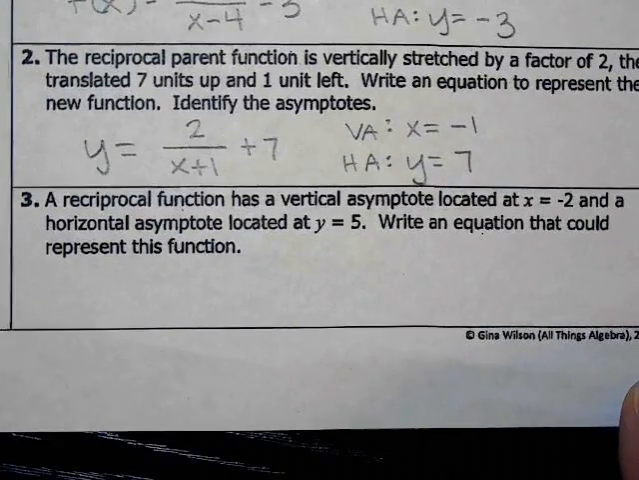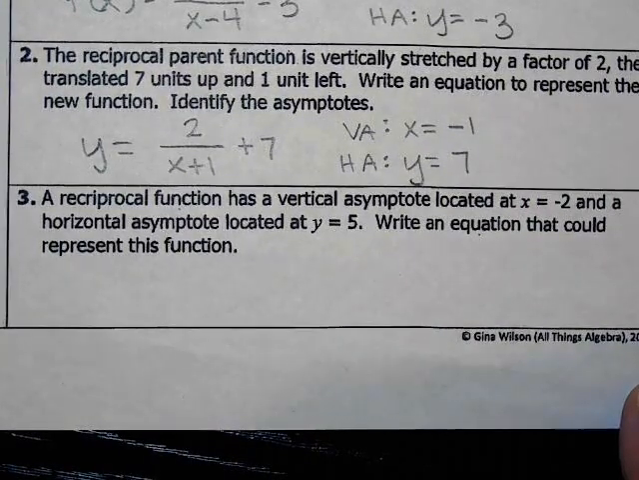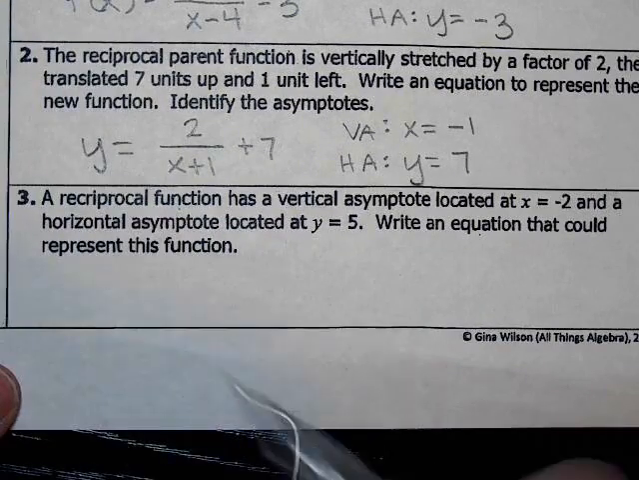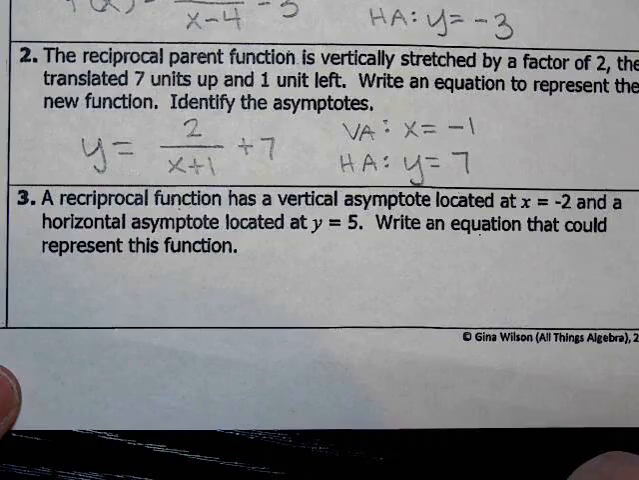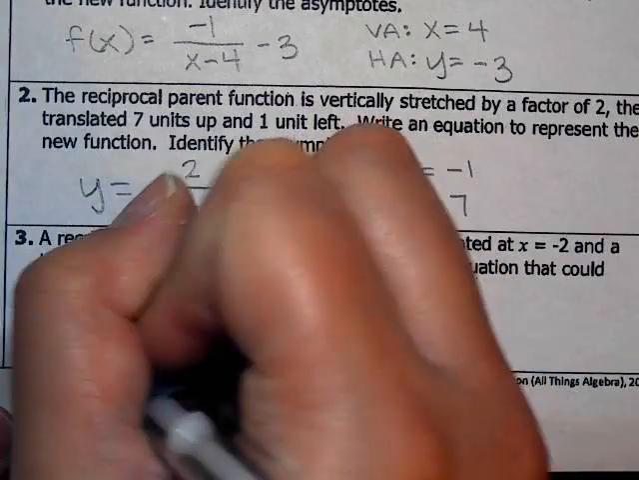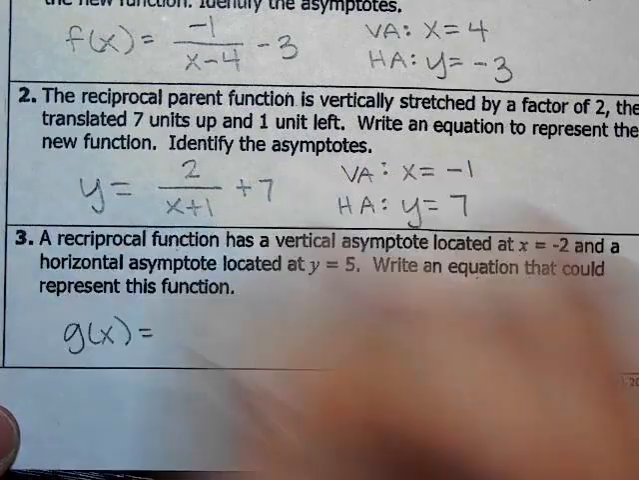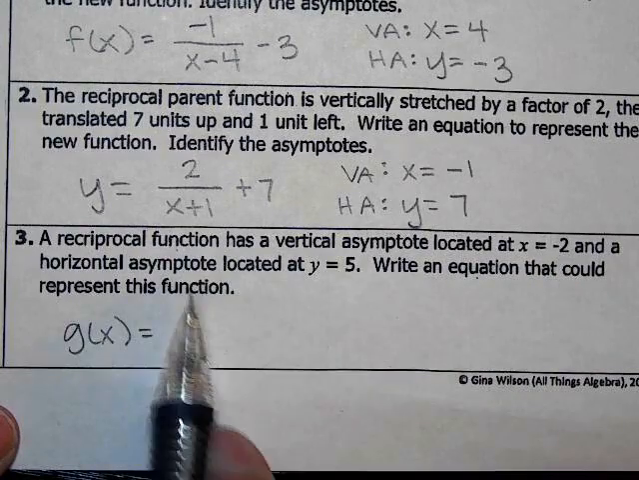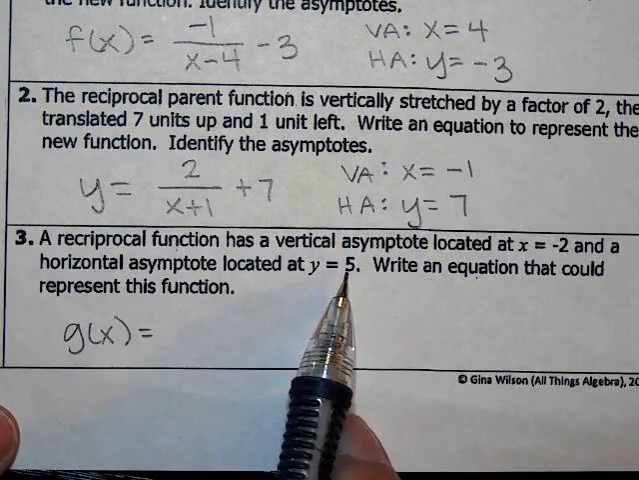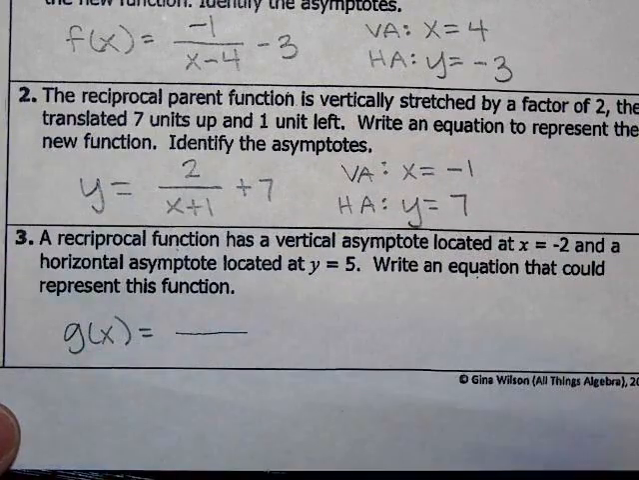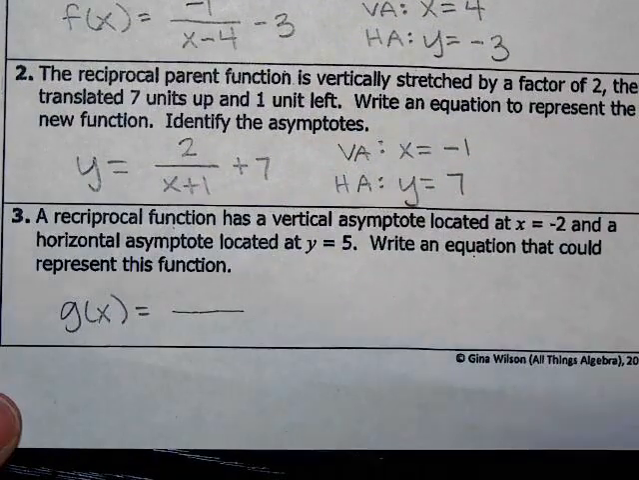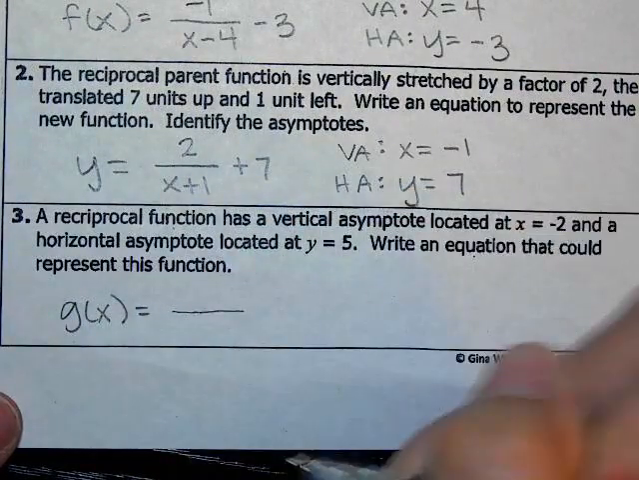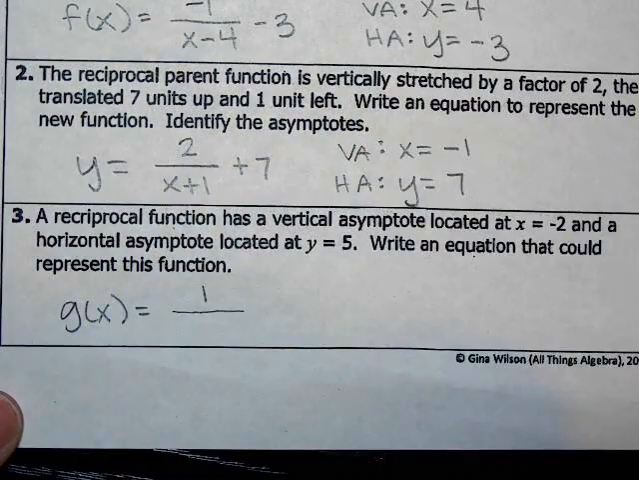Okay, so we have an f of x, we have a y. What could we do next? G of x. Okay. So it says it has a vertical asymptote, x equals -2, and a horizontal asymptote, y equals 5. So what do you guys think we should do? Do we put the letter A or do we do a number? 1. Okay, 1 over. Plus 2, okay.